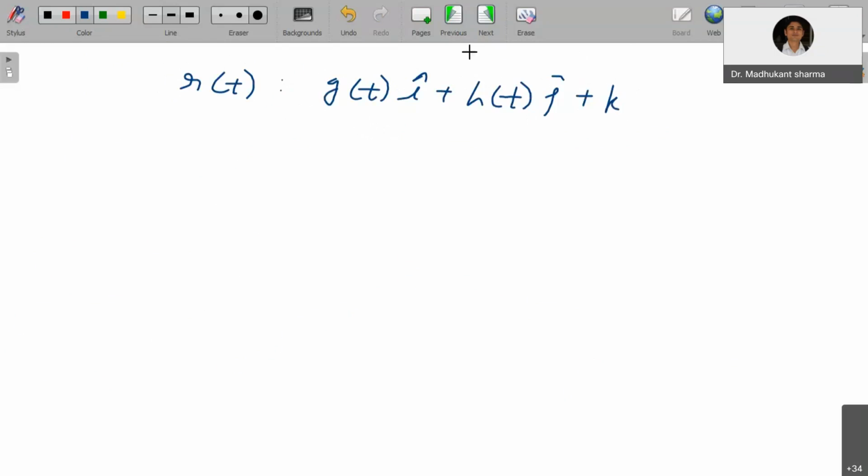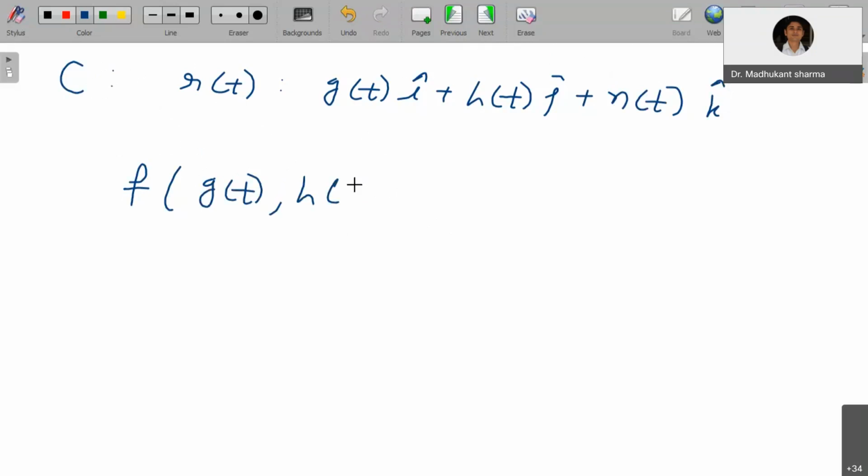Let's say, not k, because k is a component, so now you can have this n of t. This is a C curve, a smooth curve, meaning this is differentiable. So that curve I'm talking about is the one over which you have the level curve. Any point on the level curve can be obtained by replacing x by g of t, y by h of t, z by n of t equals c.